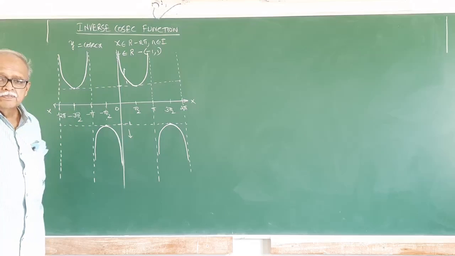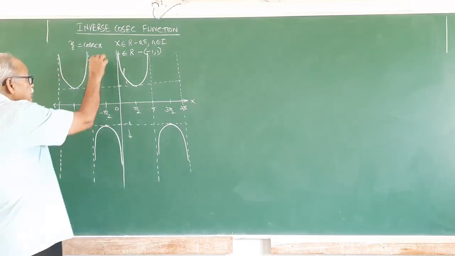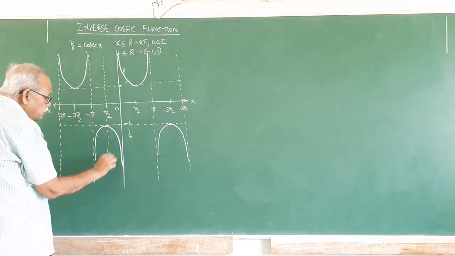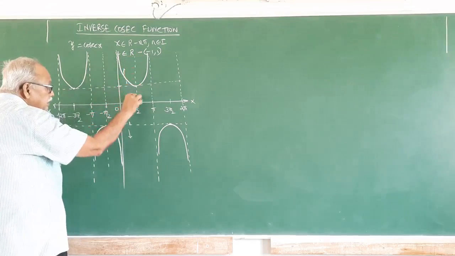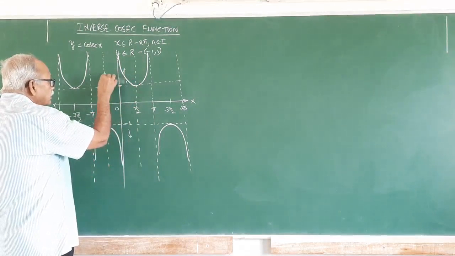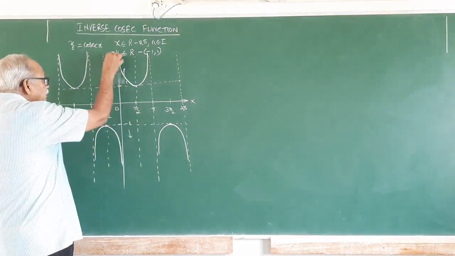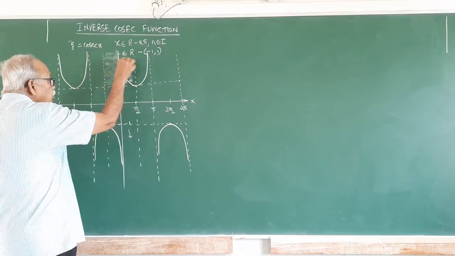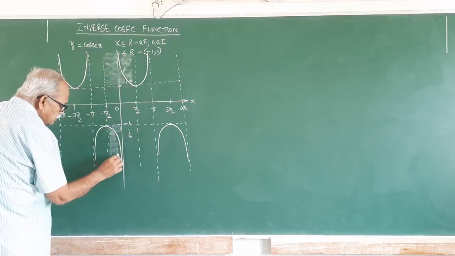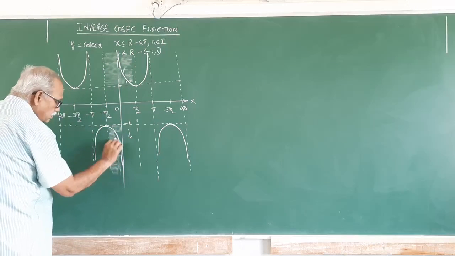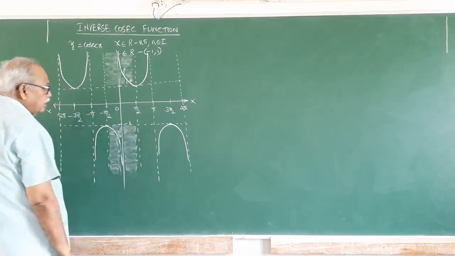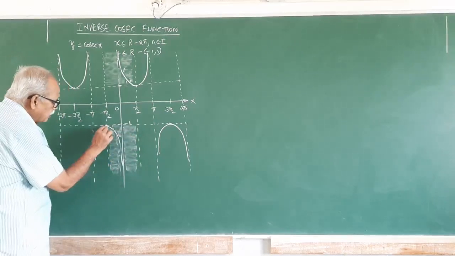Here, what is the principal value branch? So cosecant x here, minus pi by 2 to plus pi by 2. Minus pi by 2 to plus pi by 2, we can have cosecant x. Now I will draw this.